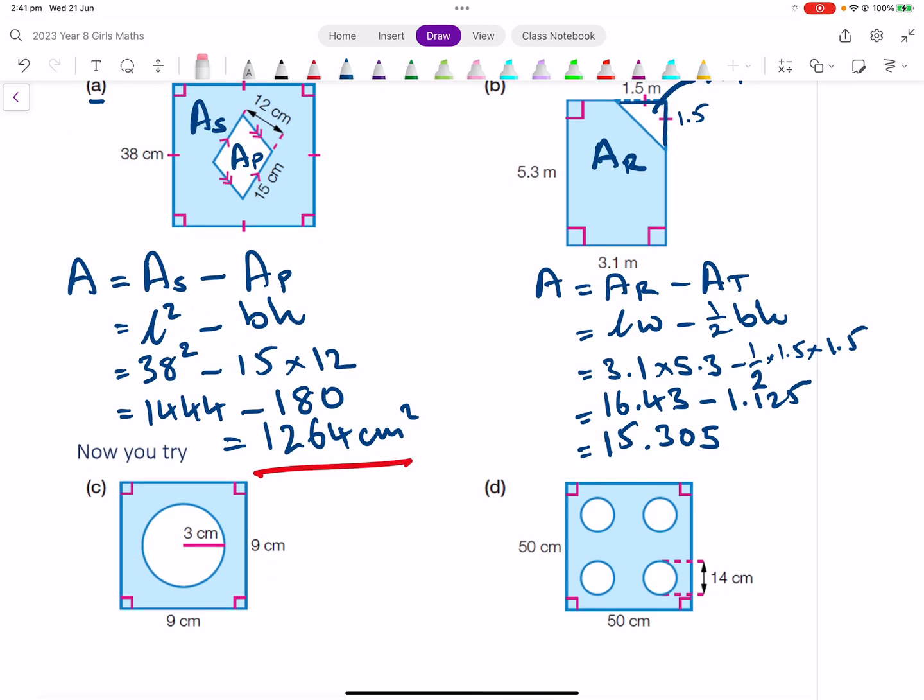I reckon I'm going to do 2 decimal places. So I'm going to see if I round up or leave it the same. Oh, this critical digit is 5 or more. So that means that we round it up to 15.31 meters squared. All right, hopefully that made sense. Now, girls, I want you to have a try at these Now You Tries by yourselves. So press pause and then press play when you're ready to see how you went.